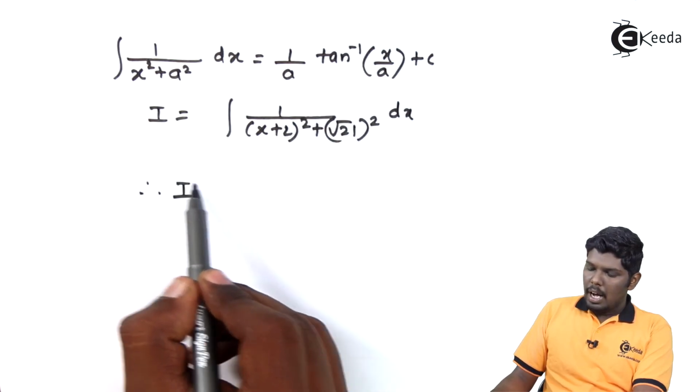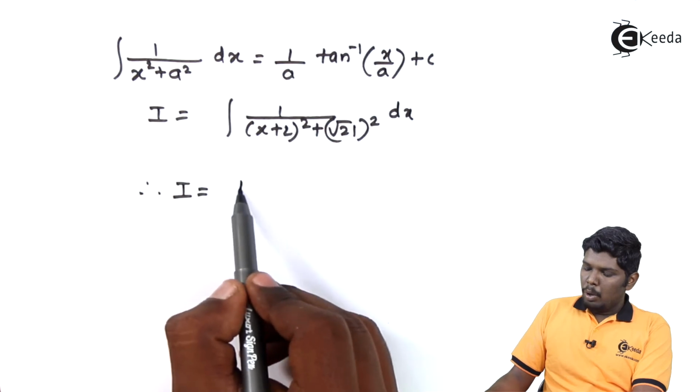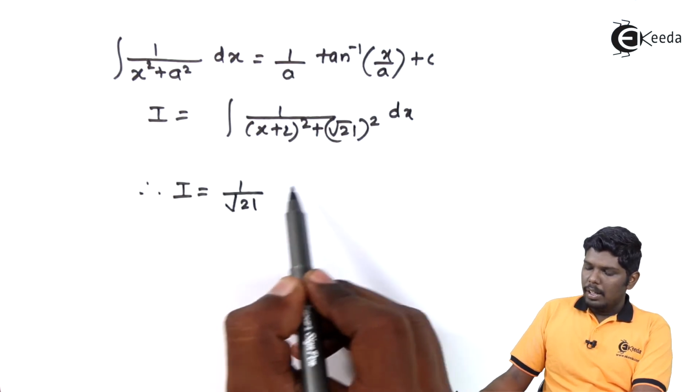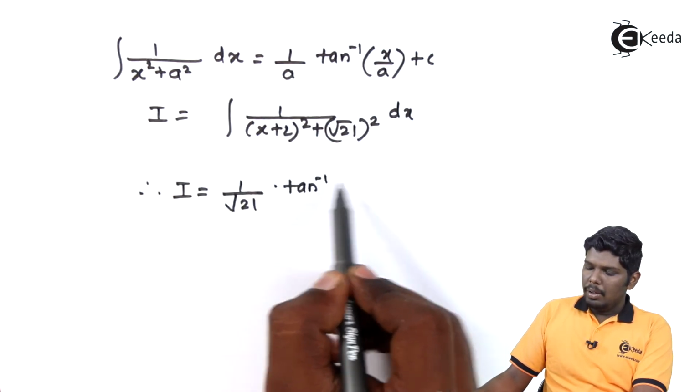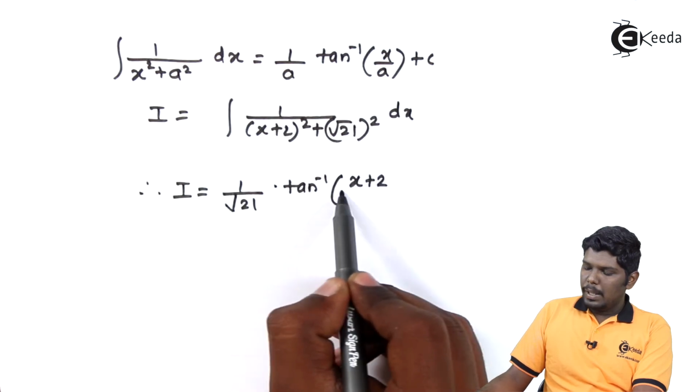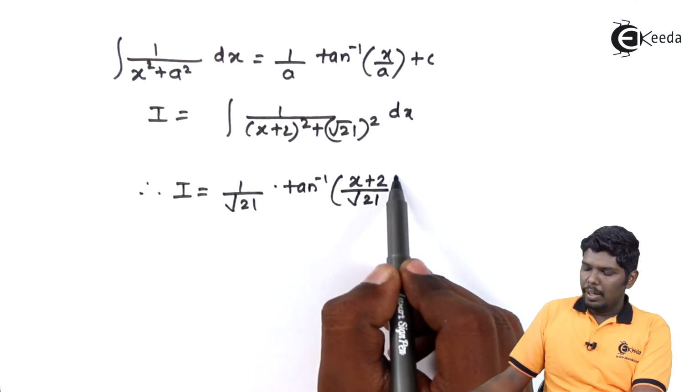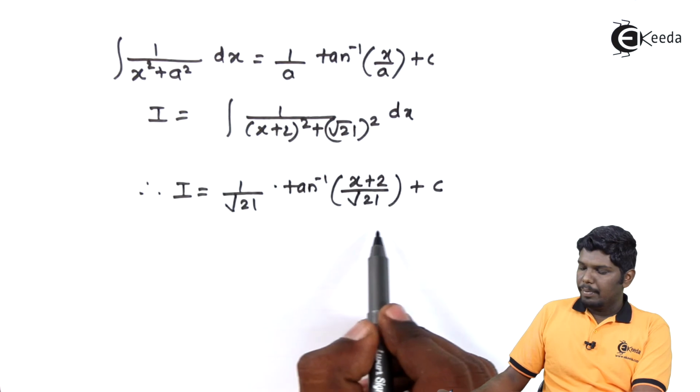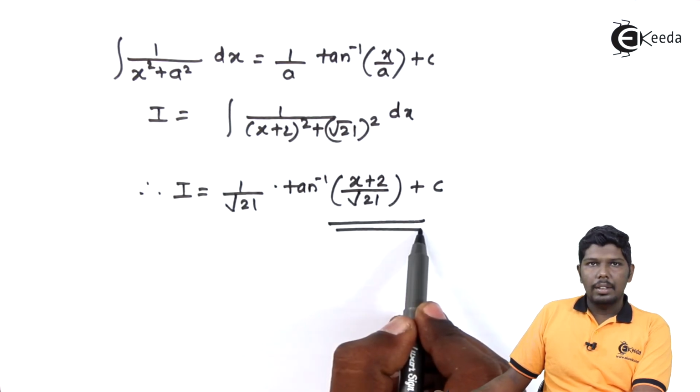Therefore, I will be 1 upon root 21 into tan inverse of x plus 2 upon square root of 21 plus c. This is our final answer.